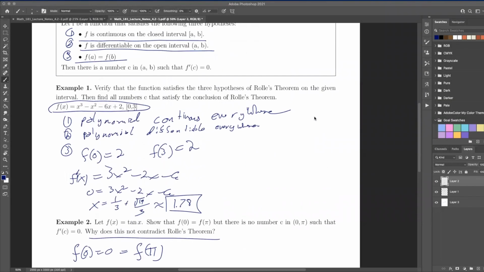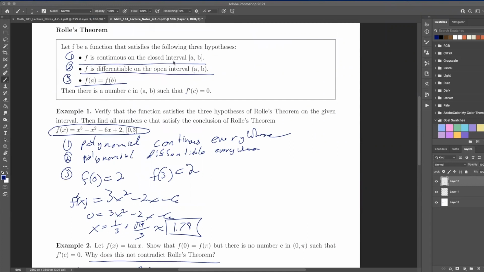I'll wait for someone to answer. Which one of these conditions were not met? Condition 3 definitely was met. Is condition 1 met? Is this continuous between 0 and pi? Everyone's asleep. Everyone's just long since gone.